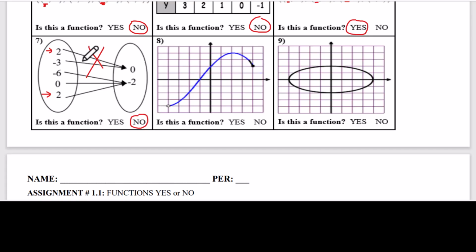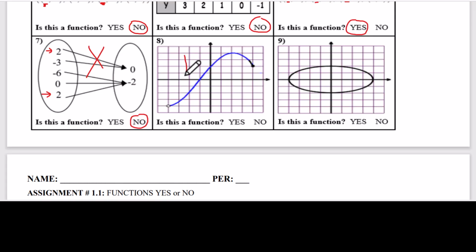Remember, on a mapping, 2 conditions must be met. One arrow coming from each number on the left, and only one arrow, okay? And the second condition is the x cannot repeat. And that's the problem here. The x is repeating.